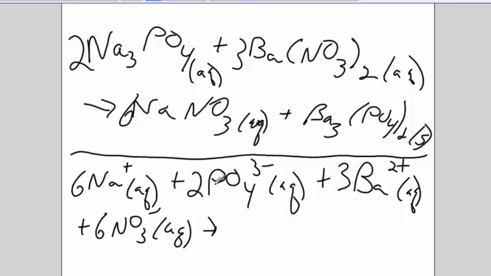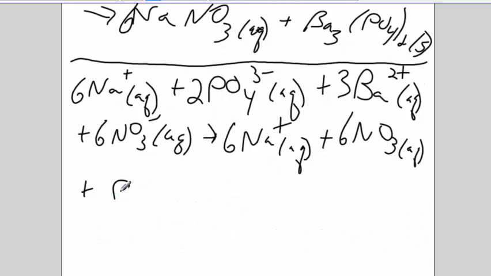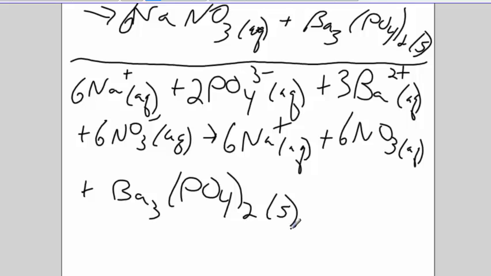On the product side, I still have 6 sodium ions, 6 nitrate ions, and I have the solid barium phosphate, which does not break apart into ions because it's sitting as a solid in the bottom of the beaker. It's not dissolved in the water as aqueous ions.